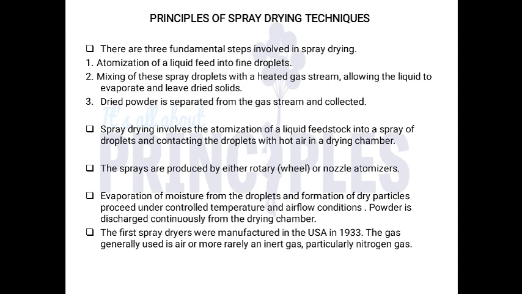Spray drying involves the atomization of a liquid feedstock into a spray of droplets and contacting the droplets with hot air in a drying chamber. The sprays are produced by either rotary wheel or nozzle atomizers. Evaporation of moisture from the droplets and formation of dry particles proceed under controlled temperature and airflow conditions. Powder is discharged continuously from the drying chamber. The first spray dryers were manufactured in the USA in 1933. The gas generally used in spray drying is air, or more rarely an inert gas, particularly nitrogen gas.